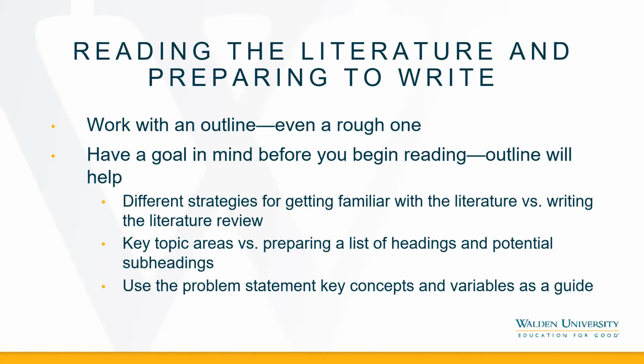And then key topic areas versus preparing a list of headings and potential subheadings. So key topic areas, those are, again, these big umbrellas. And they will, as you read, start to morph into more specific headings and subheadings. That will be your actual heading level 2, 3, 4 in your literature review. And then use your problem statement, key concepts, and variables, as well as variables in a quantitative study, as your guide. And so that's a good place to start.